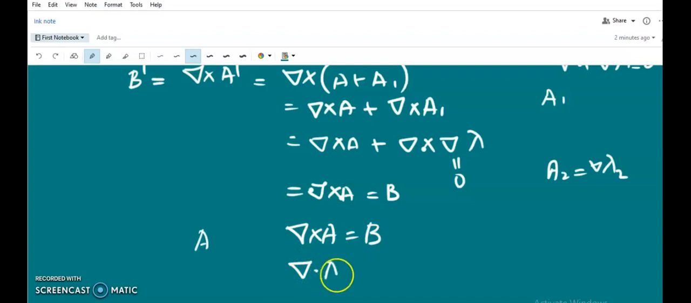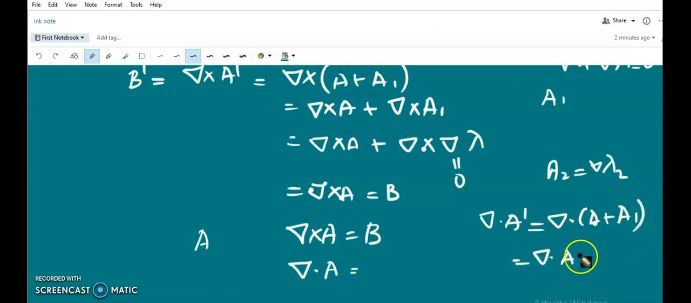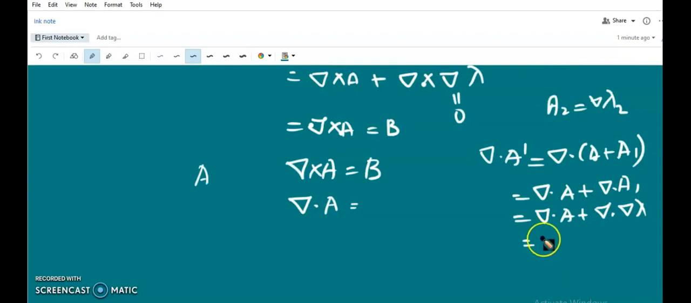പക്ഷെ del dot A എന്ന് പറയുന്നത് നമുക്കറിയാം. Del dot A prime എന്ന് പറയുന്നത് del dot A plus A1, del dot A plus del dot A1. A1 is gradient of lambda. Del dot A plus del dot gradient of lambda. Gradient of lambda അതിന് del dot ചെയ്താൽ del dot del, അതായത് del square നമുക്ക് കിട്ടാം. ഇപ്പൊ del square lambda different values ഉണ്ട്. So del dot A prime, del dot A equal അല്ല, because this is not 0. So നമുക്ക് ഫീൽഡ് യൂണിക് ആണ്. പൊട്ടൻഷ്യൽസിന് നമ്പർ ഓഫ് വാല്യൂസ് ഉണ്ട്. del dot A ക്ക് നമ്പർ ഓഫ് വാല്യൂസ് ഉണ്ട്.